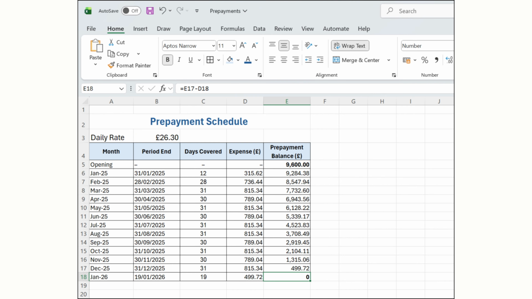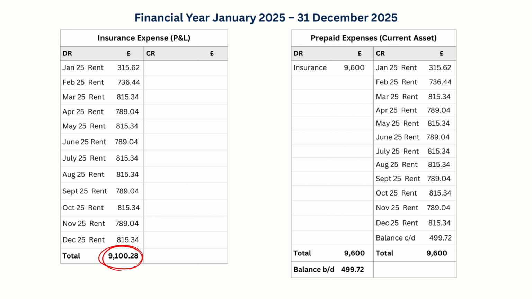Now let's look at the whole year 2025. Only the insurance used in 2025 appears in the profit and loss, not the full invoice. In the balance sheet at 31st of December 2025, one part of the insurance still relates to January 2026, so a prepayment remains. This reinforces the matching principle. To summarise it, profit and loss shows only what is used. Prepaid expenses show future benefit. These are different perspectives, and accounting works because we keep them separate.